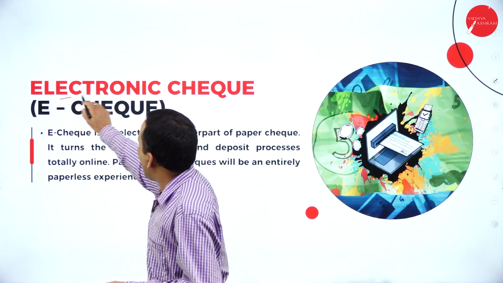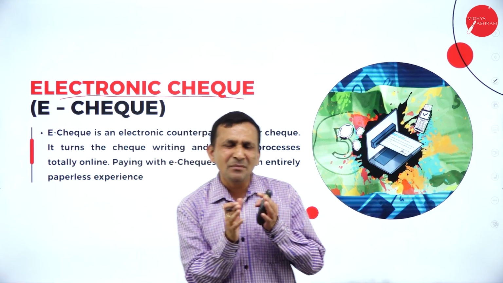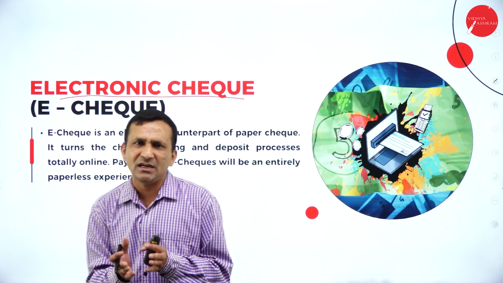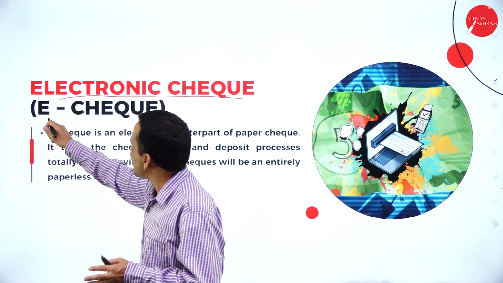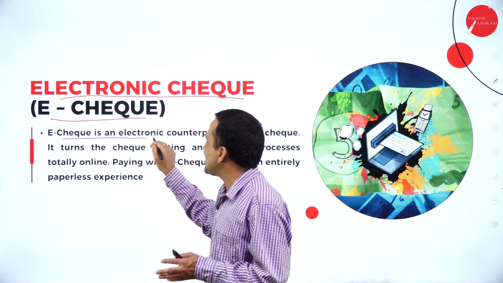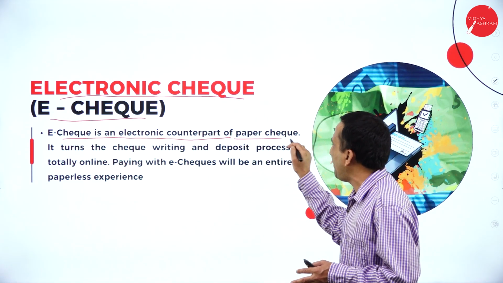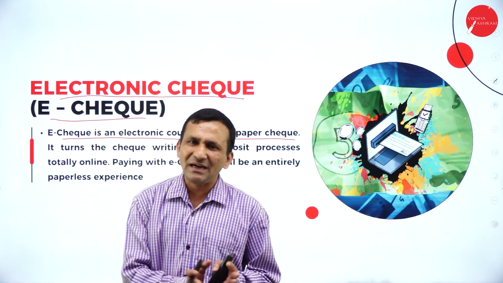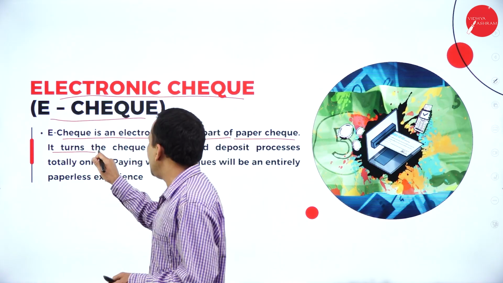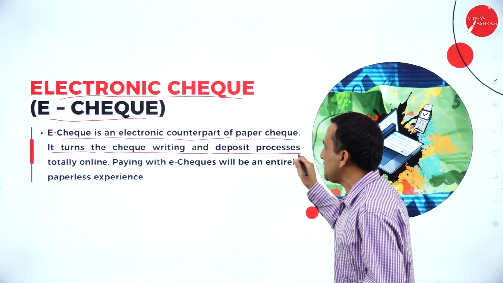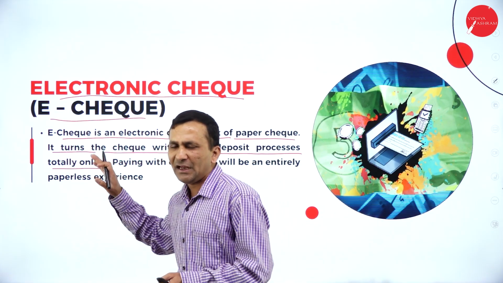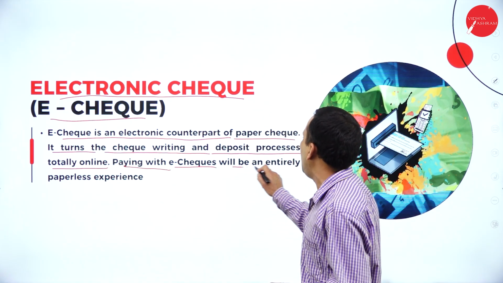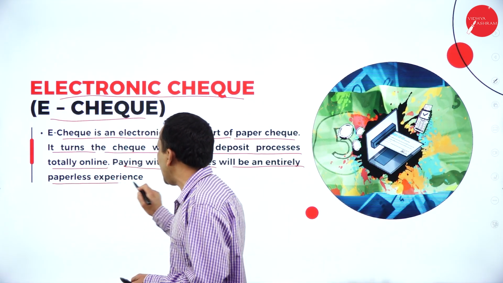And no doubt, the electronic check, which is nothing but a check where we don't have any physical evidence, but using an electronic platform, so we call it an electronic check. An e-check is the electronic counterpart of a paper check. The paper check looks a certain way, and the electronic check is the same thing, but we are not able to carry it; check writing and the deposit process are totally online. We are completely depending on online. So paying with an e-check will be an entirely paperless experience.